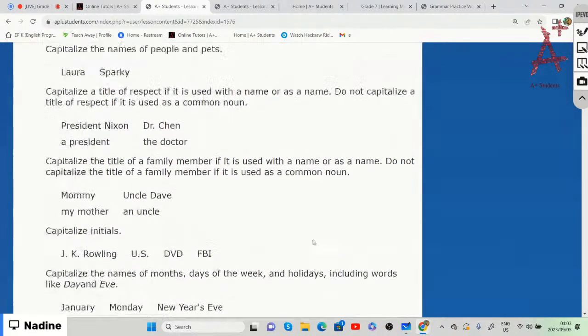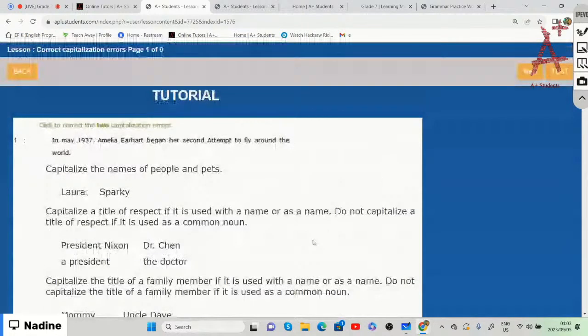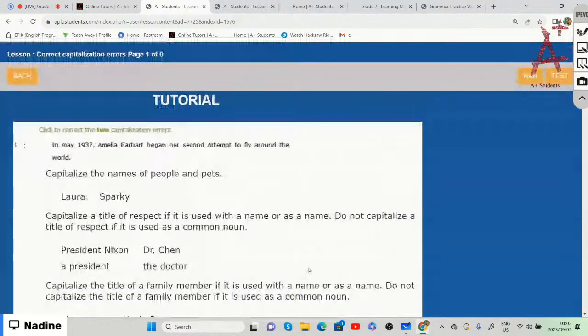Okay, so when it comes to capitalization, we're going to basically start by saying that when we write sentences, let's start with a sentence, right? Whenever we write a sentence, any sentence, it starts with a capital letter. So we capitalize the start of a sentence, right?